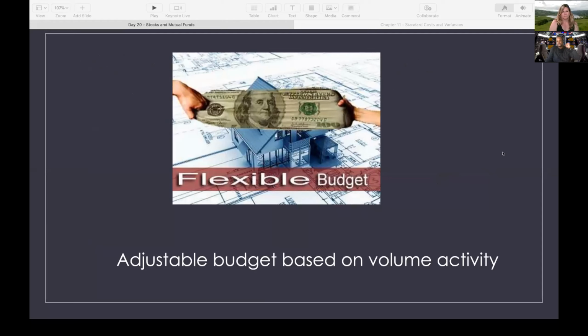And then what we also talked about in chapter 10 was this concept of a flexible budget. We're looking at our master budget, and then we're going to adjust that budget based on the actual volume. So we don't want to change the amounts that we had anticipated per unit, but we do want to modify the units so that we can pinpoint the actual difference between what we expected and what actually happened. Any questions on the flexible budget?